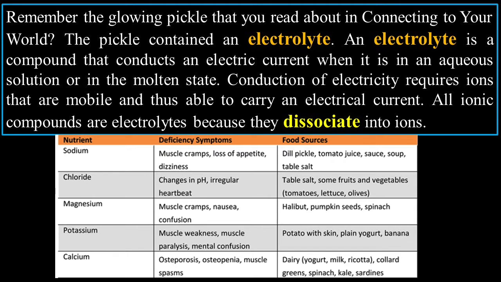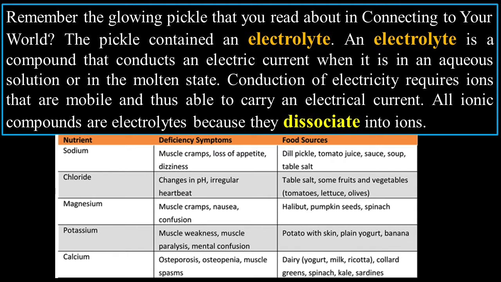The discussion of Gatorade was essentially about electrolytes. Let me read the last part of that slide again. It said, conduction of electricity requires ions that are mobile and thus able to carry an electrical current. All ionic compounds are electrolytes because they dissociate into ions. That's not altogether true because there are some ionic compounds that are not soluble in water.